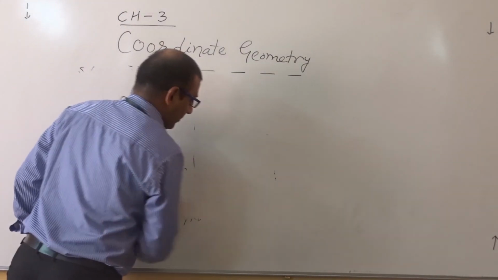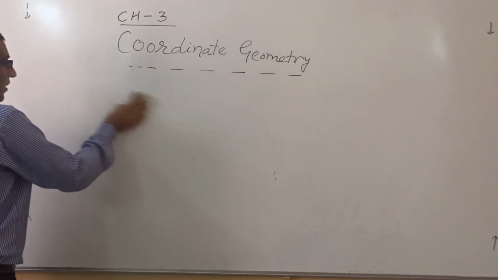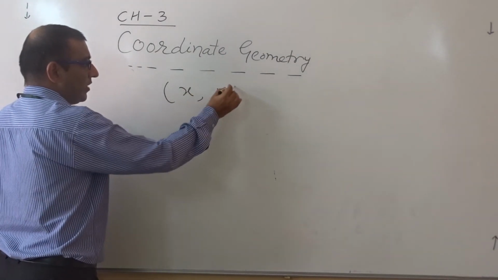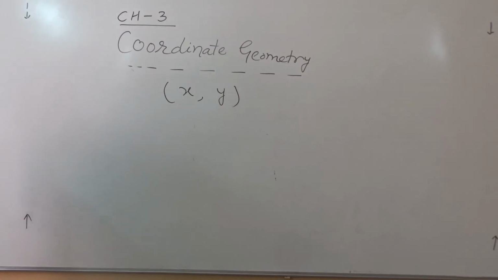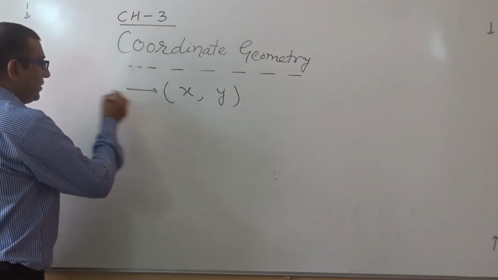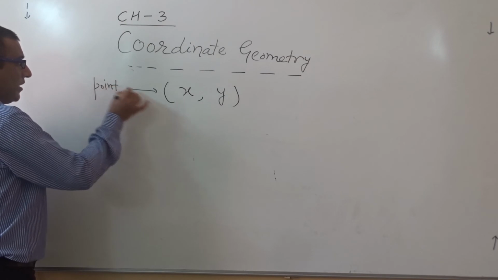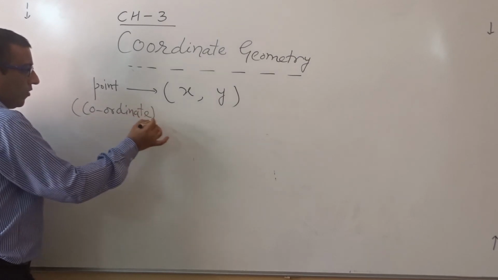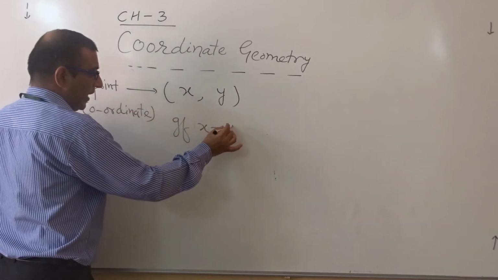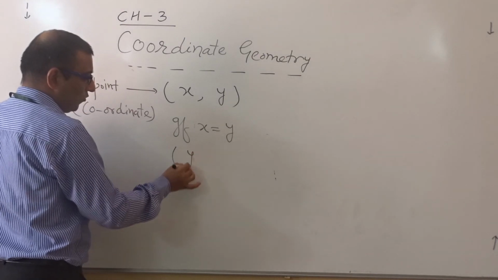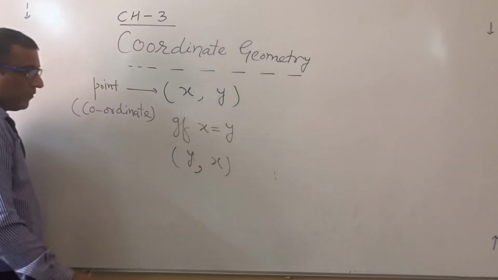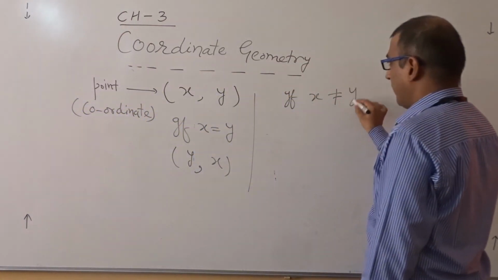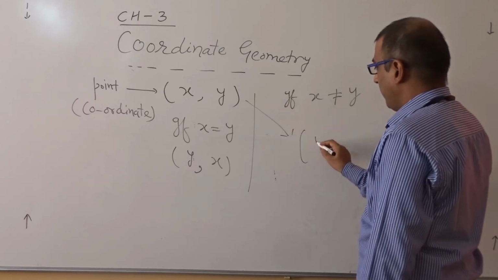After this Cartesian plane, we will come to the next point, that is the coordinate. This is x, y. First we will write the value of x and then the value of y. It is known as a point, or it is also known as a coordinate. So if x equals y, then we can say it is equivalent to y, x. But what happens if x is not equal to y? In that case we can say it cannot be written as y, x.